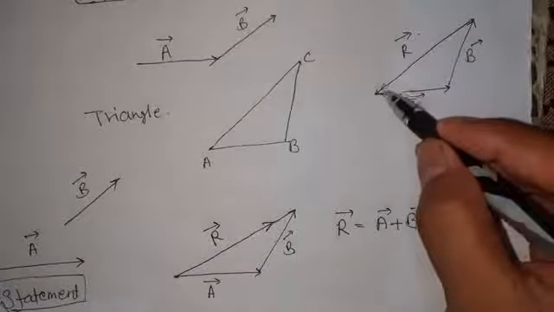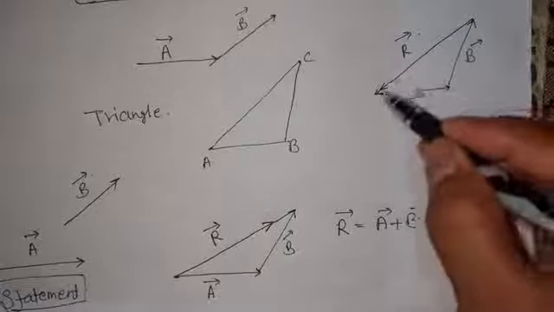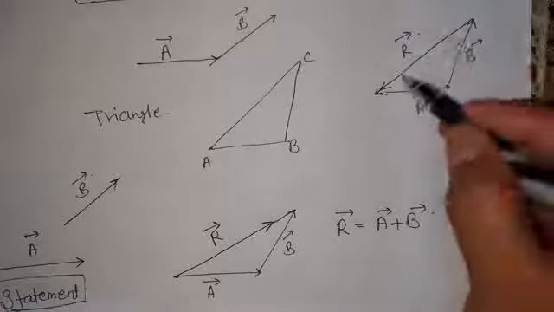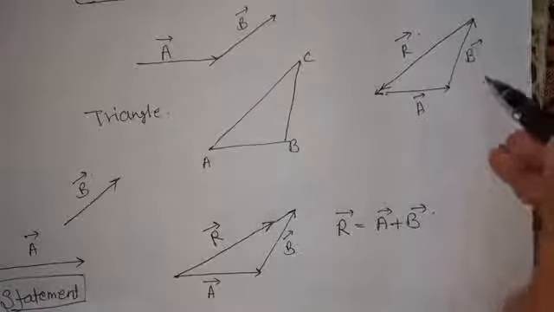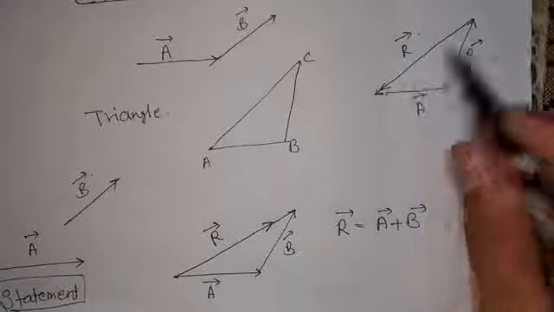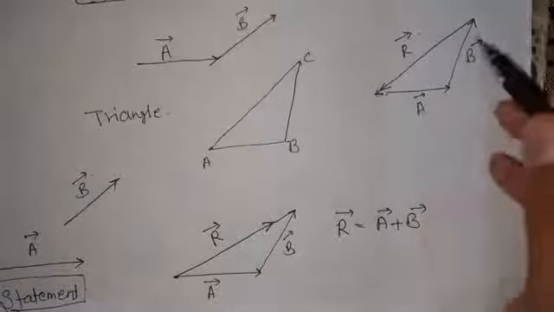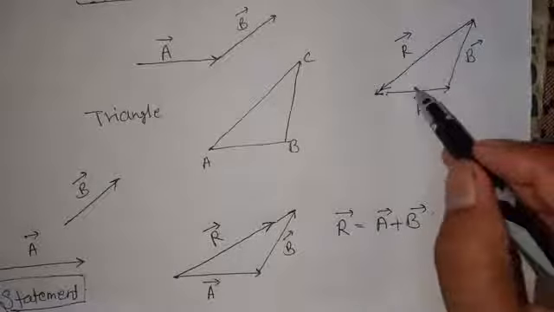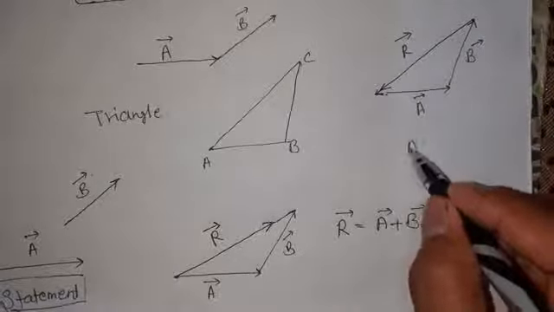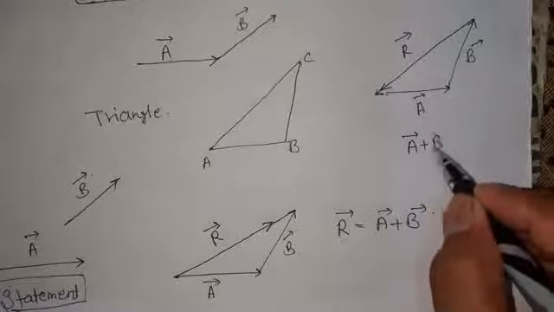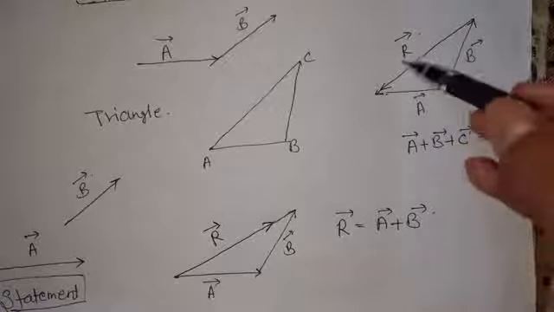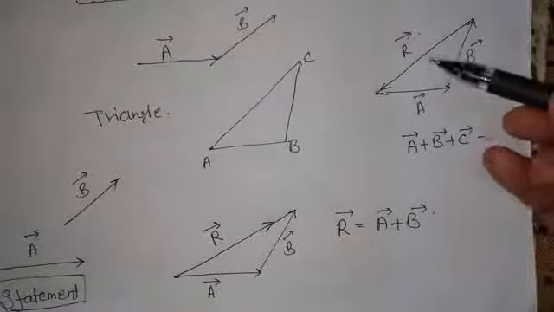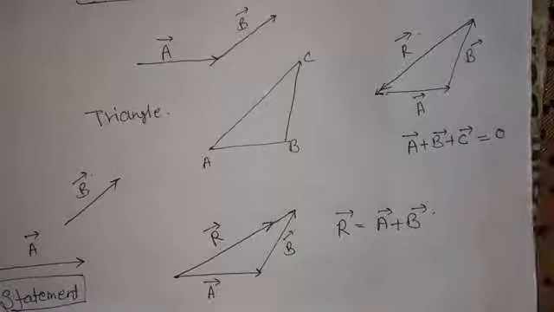So over here it is again in the same order with this B, because the tail of the R vector is going to lie at the head of the B vector. Okay, so therefore these three vectors are now in the same order. If they are in the same order, then the sum of all those vectors will be equal to 0, because here none is in opposite order.